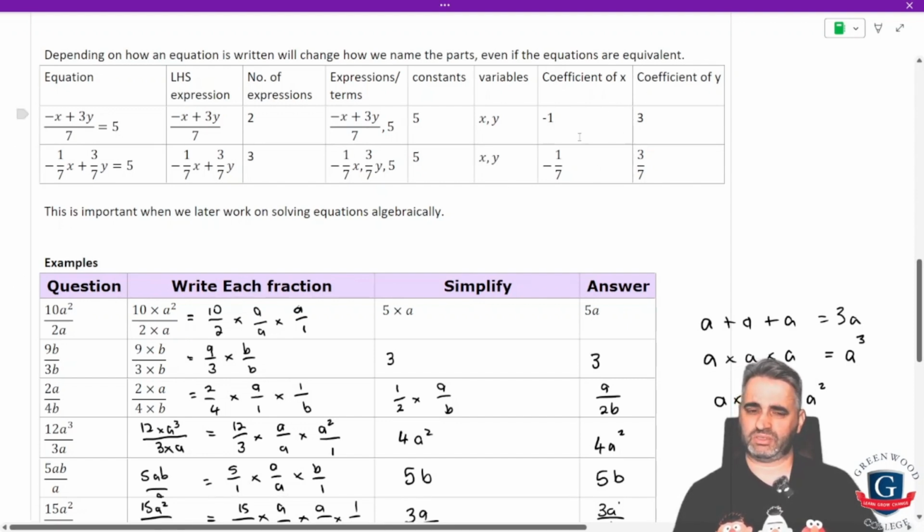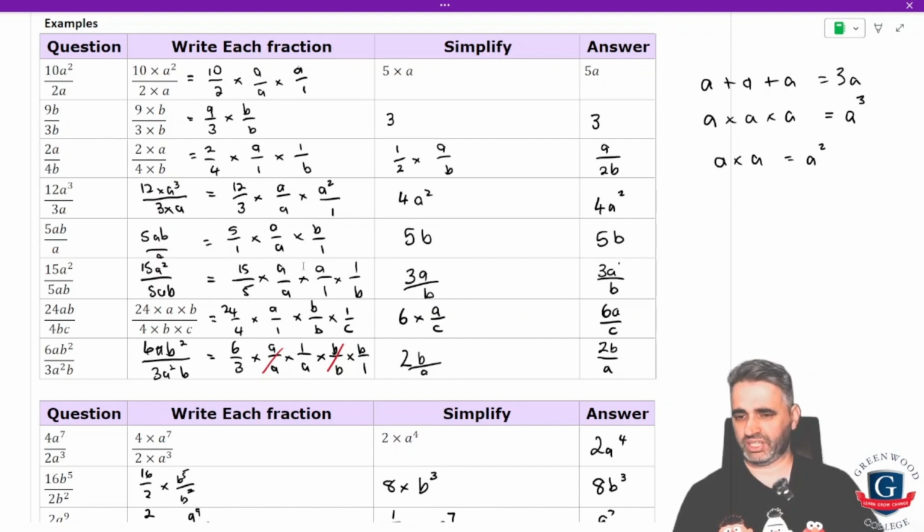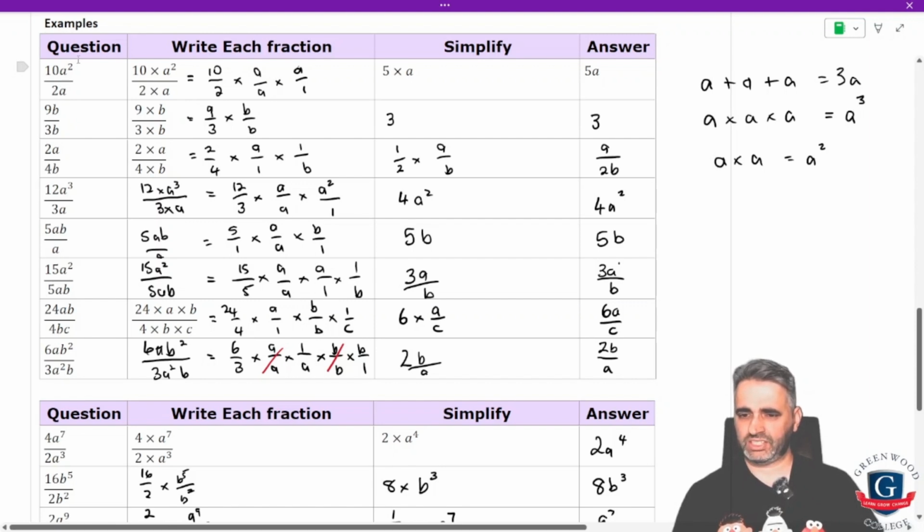Which is why sometimes talking about coefficients can be difficult. So here's a whole heap of cases where I've expanded it out so that we can look at how and why simplification works. So if we have 10a squared on 2a, I can explain it simply this way. If we have a plus a plus a, a simple way of saying that is we've got 3 lots of a. If we have a times a times a, so we have to be multiplying the same thing by itself, we said that that's a to the power of 3. It's like a quick way of writing it, in the same way that a times a would be a squared or a to the power of 2.